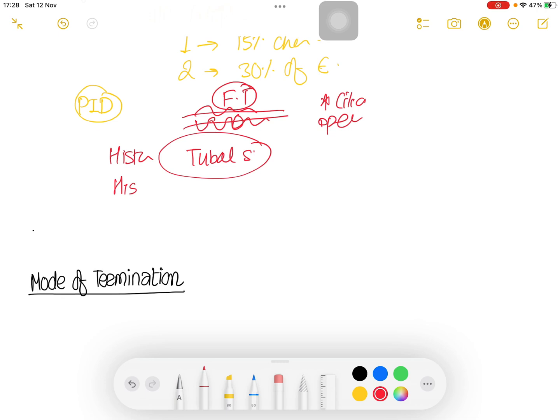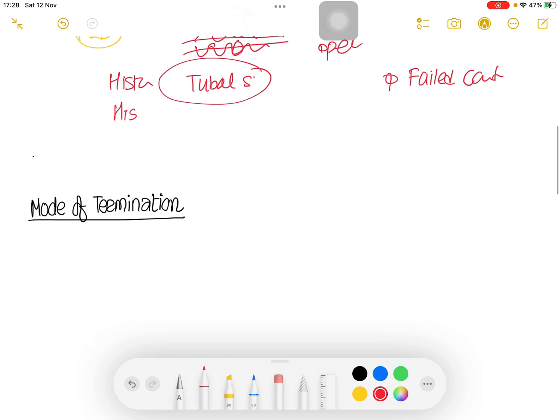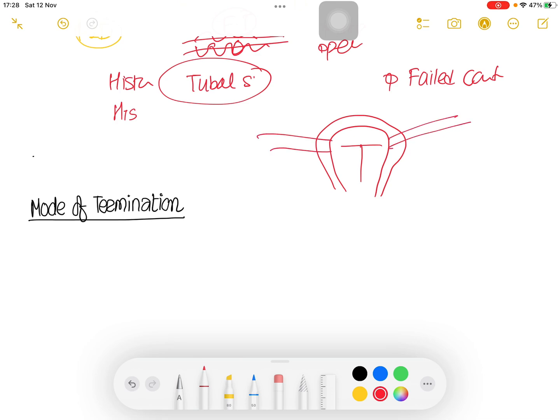There can also be failed contraceptive devices, which also increase the chance of ectopic pregnancy. For example, if we place an IUCD, like copper T, it prevents fertilization or implantation and development in the uterus, but it cannot prevent implantation and development in other parts. So these can prevent ectopic pregnancy also.